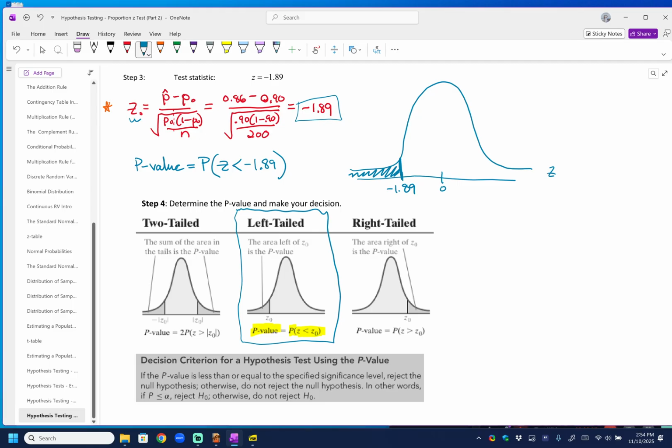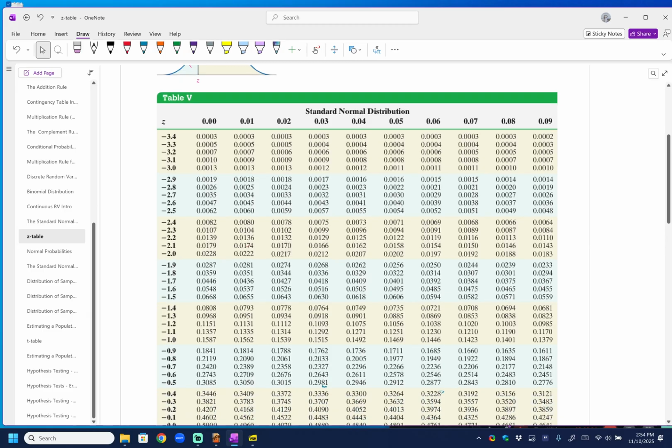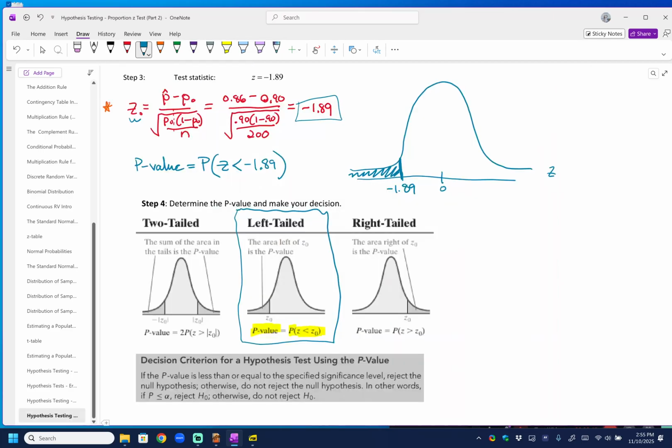So, of course, we can go into our z-table, if you recall. What we're looking up is negative 1.89. Negative 1.89 is going to throw us at 0.0294. So we move back. This is 0.0294, which means the p-value is 0.0294.